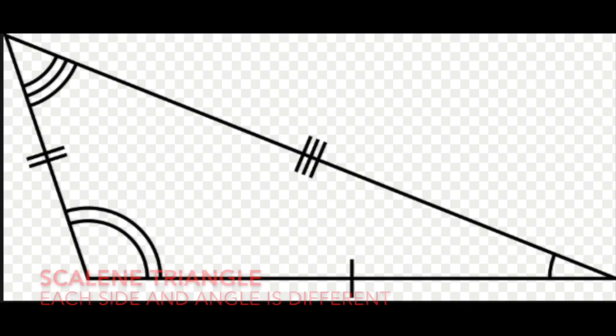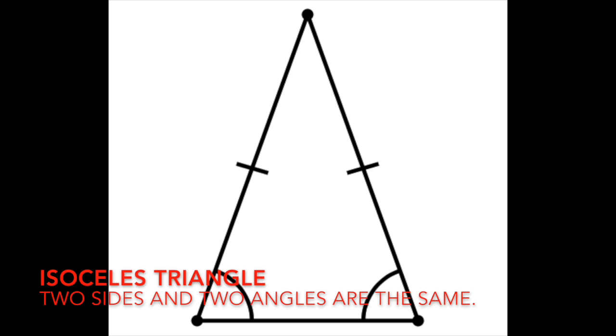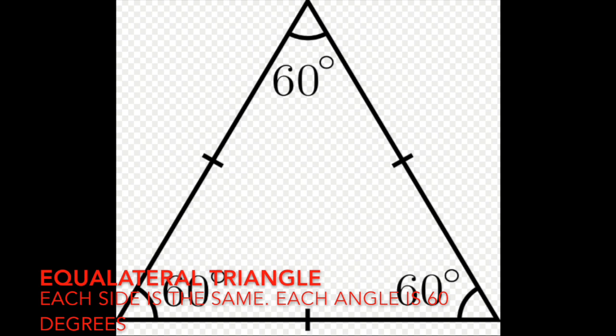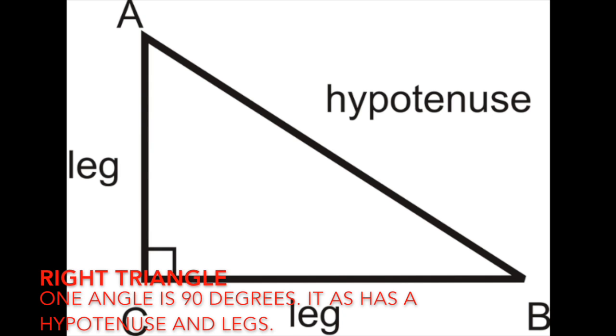All right. There are several different types of triangles that you're going to start seeing flashing on your screen right now. The first one is scalene. It's when each side is different and each angle is different. The next one is isosceles, where 2 sides are the same and 2 angles are the same. Equilateral triangle: each side is the same and each angle is 60 degrees. And then right triangle: one angle is 90 degrees and the side opposite the right angle is called the hypotenuse. The remaining sides are called legs.